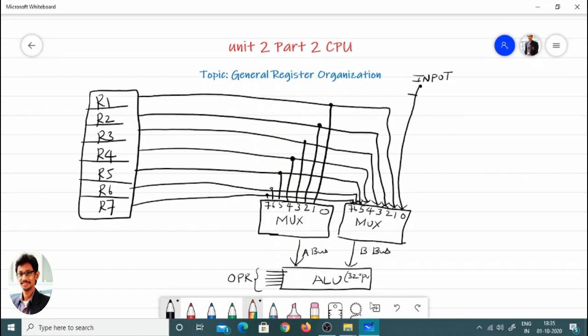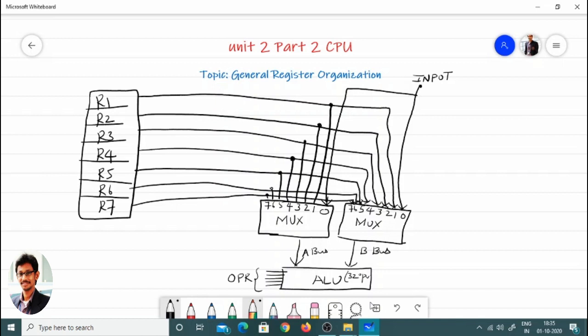And we are connecting input signal. Right? So these are the input lines. From where the input lines are coming? From the output of each of the registers.